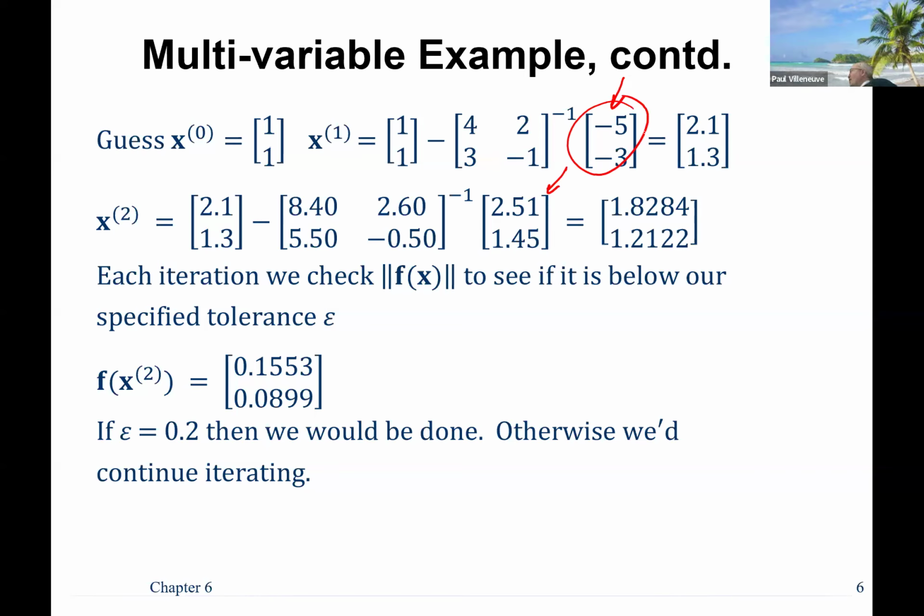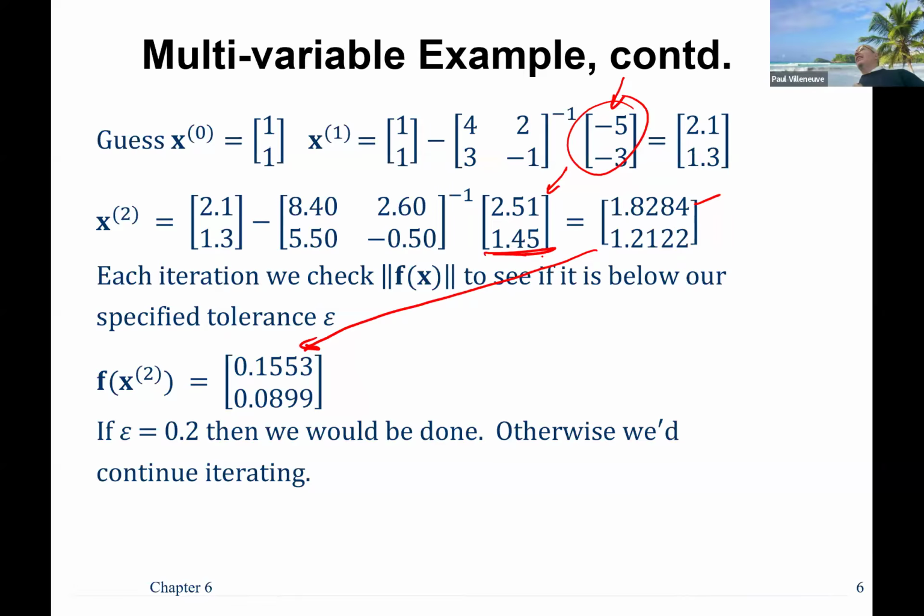So we run through our process again and update, and now we're at 0.1284 and 1.212. We plug those into our f of x, and we end up here. So are we at 0? No, but we're far closer than the previous iteration result, right? We went from 2.51 to 0.155 and 1.45 to 0.09, essentially. So much, much closer to 0 than before.